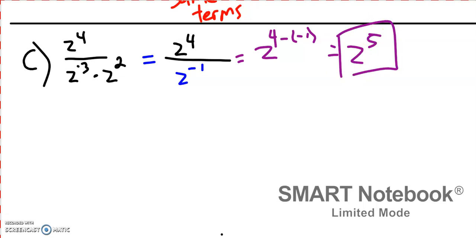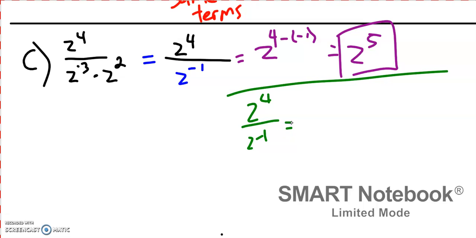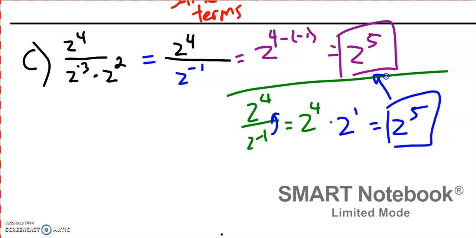You also could have done the other way, where we have z to the 4th over z to the negative 1st. I say, oh, I've got to bring up this negative exponent and flip its location. So now we get z to the 4th times z to the 1st, and we still get z to the 5th. Same thing. You're doing a great job.